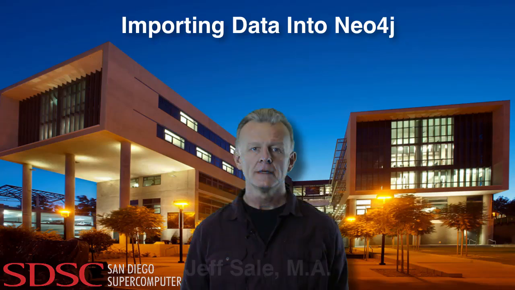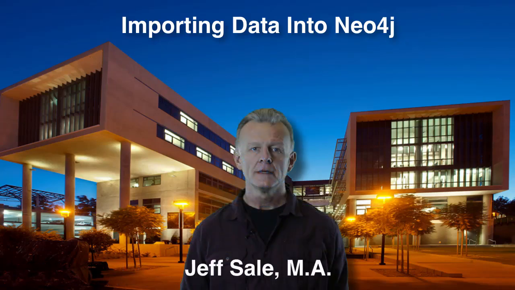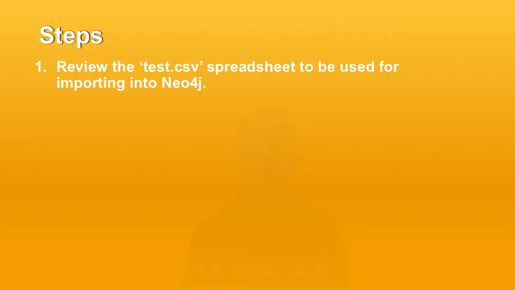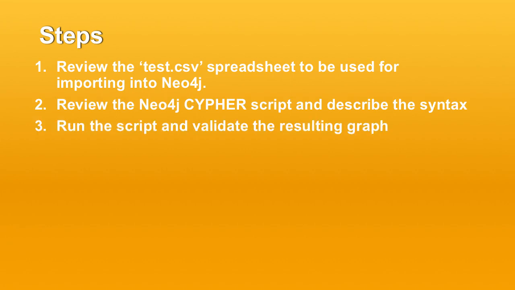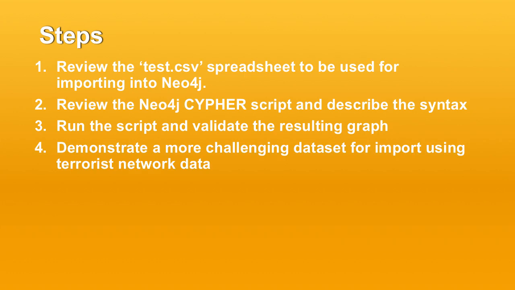In this segment, we're going to learn how to import data into Neo4j. We will begin by using a fairly simple spreadsheet consisting of only a few rows and 3 columns in a format that's fairly typical for importing into a graph database. We will review the Neo4j Cypher script used to perform this import, and then we'll run the script and validate the resulting graph. Then we'll demonstrate a similar process, but with a more challenging dataset consisting of terrorist network data.